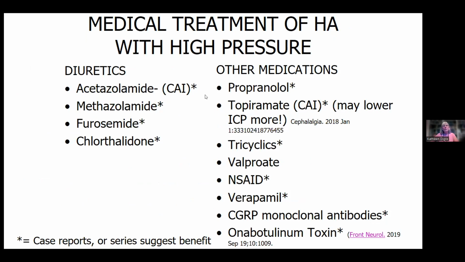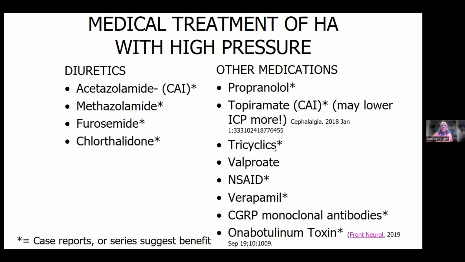Now, here I also said that the medical treatment for high pressure is acetazolamide, but there are other medications that have been shown to be helpful: methazolamide, furosemide, chlorthalidone. And the medications that we use to treat the headache are very similar to what we use in treating migraine. Propranolol can be used. Topiramate also can lower intracranial pressure. So many people who've got a tiny bit of papilledema, but more headache, we really use topiramate because it causes weight loss, it deals with the headache, and it can lower the pressure.